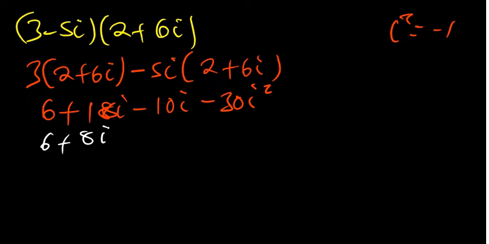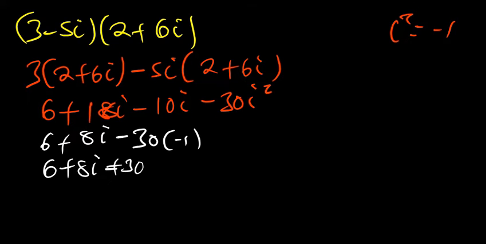Okay, what else are we going to have? We are going to have minus 30, then this is going to be negative 1. So it's going to be 6 plus 8i minus, so negative and negative is going to give us plus 30 now. So it's going to be 30 plus 6 is 36 plus 8i. Meaning that from here we can see that 36 is the real part, 8i is the imaginary part.